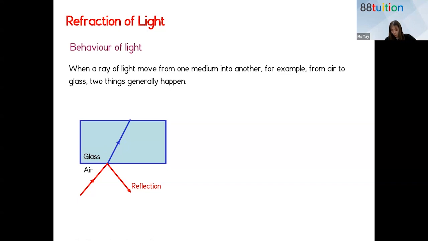Or where's my ruler? Hold on. Yeah, my ruler is here. So let's see. I need to draw the normal. So this is the normal. Okay. This is the angle of incidence and the angle of reflection, right? So the light ray actually goes through the glass and is moving closer to the normal. Okay.